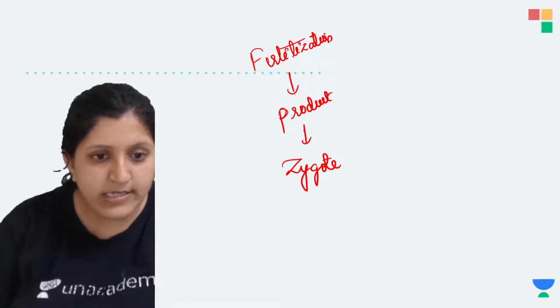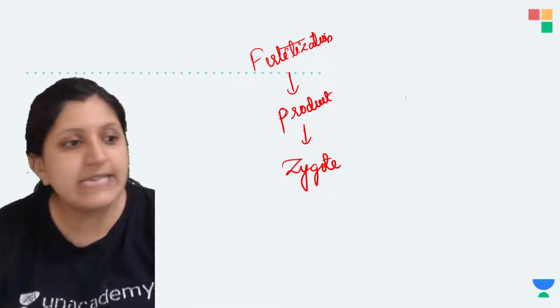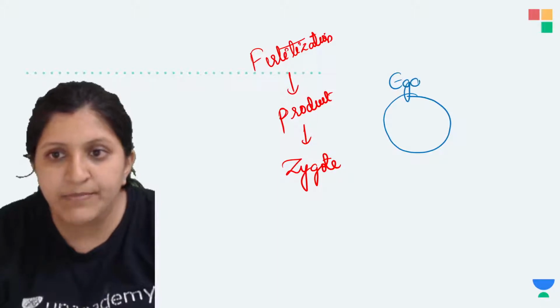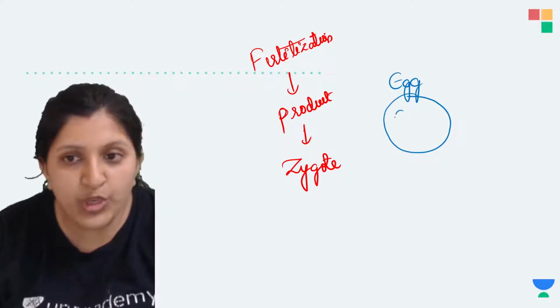Okay, just a second. So now this is an ovum. We can also write it as an egg. The egg has its own nucleus.